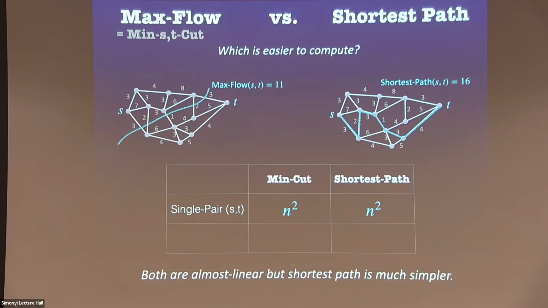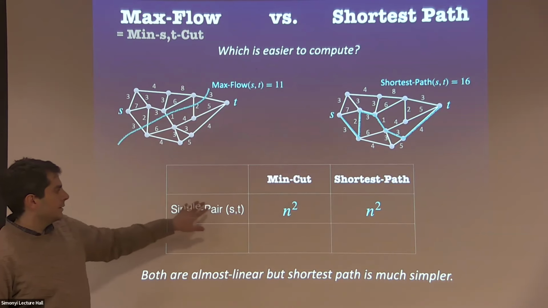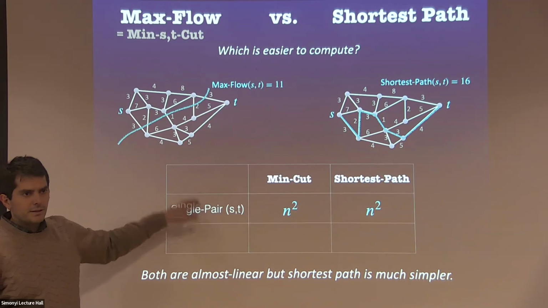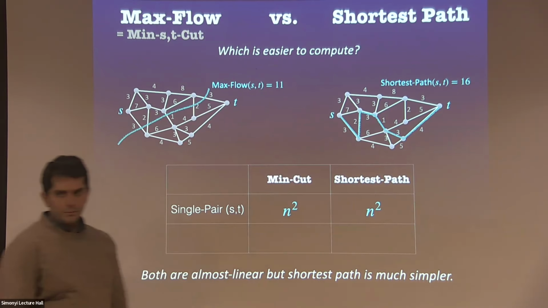Okay. But to summarize what I said so far, if you look at these two problems in what we can call the single pair setting, where you want to know the answer for a single pair S and T, they're both at the same complexity.